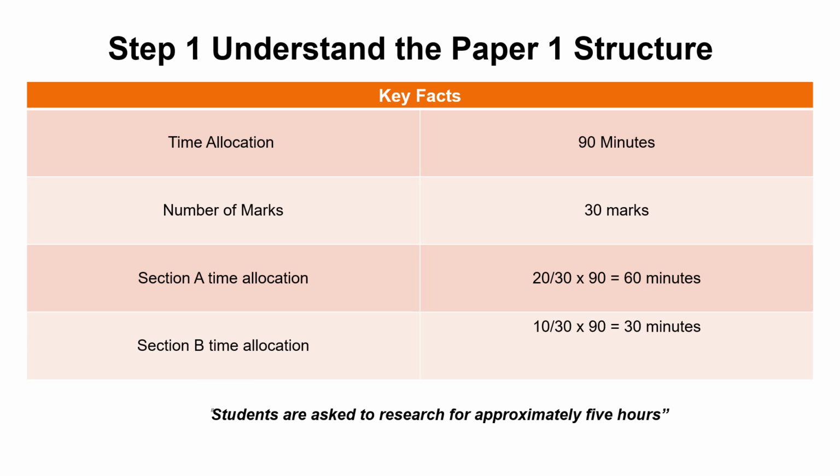Now, timing. The key to success. Step one, once you understand the structure, break that structure down in terms of timing. The time allocation, as we've mentioned, 90 minutes, 30 marks. So section A, 60 minutes, section B, 30 minutes. Now, the research you should undertake for the pre-release, IB specify a maximum of 5 hours.